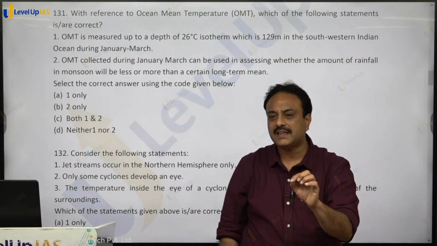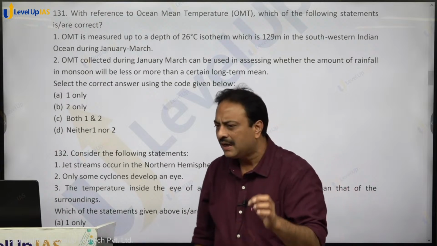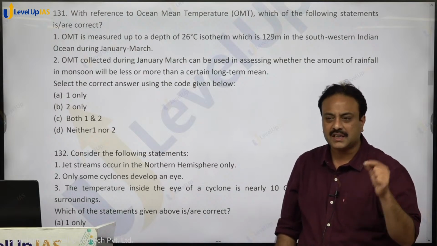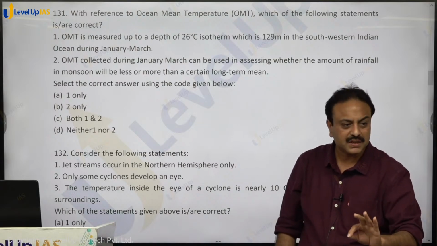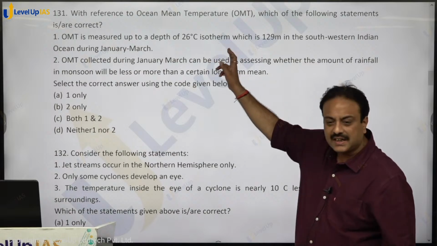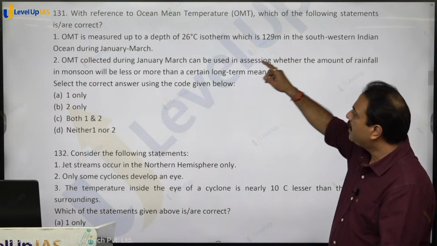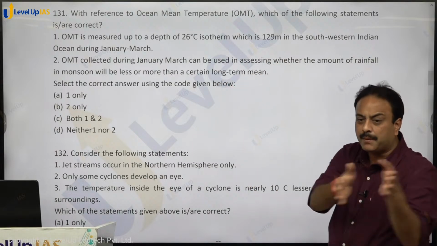So 26 degrees Celsius isotherm here simply means the depth of oceanic water up till which we will get the temperature of 26 degrees Celsius. Am I clear? 100%. So it is 26 degrees Celsius isotherm in the month of January and March, pre-monsoon.